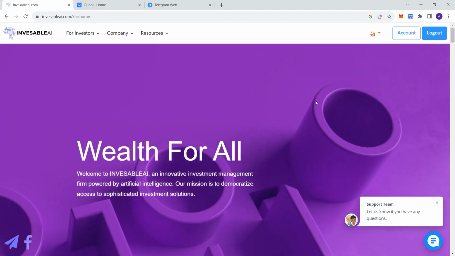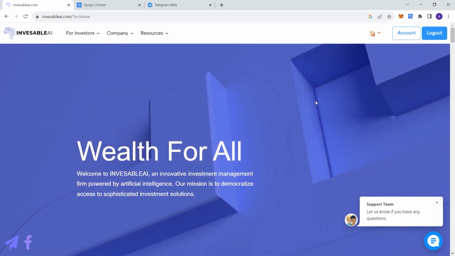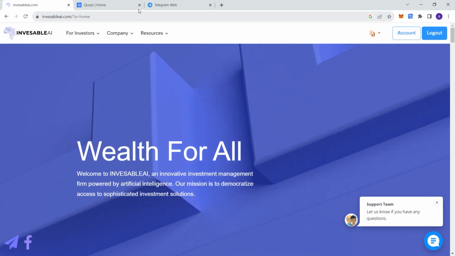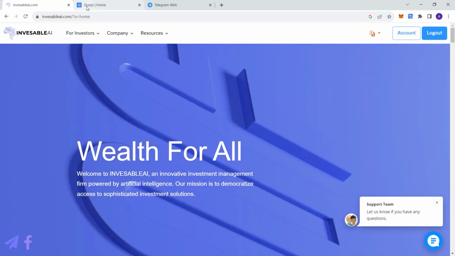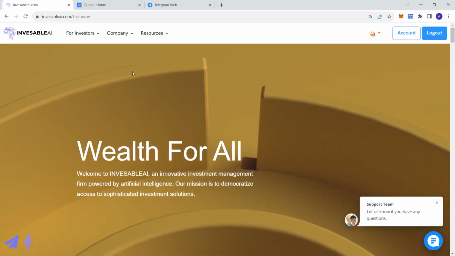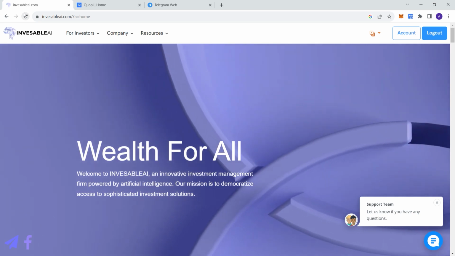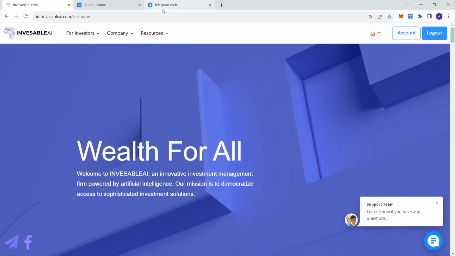But look, why not have both? Just so I can be transparent, just so you guys know that I am invested in both of these. If you've been following me along, I've been invested in Quopi for over 4 months now, and Invesablea for, I want to say, a couple of weeks now, almost since it came out. So I'm invested in both of these.